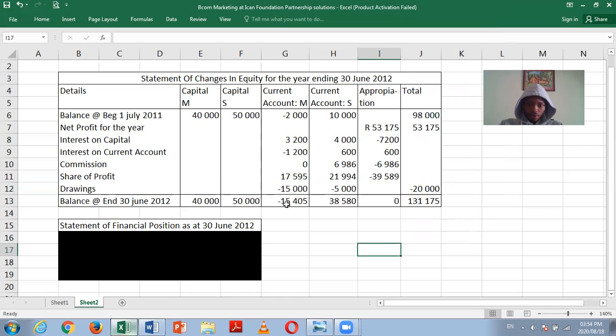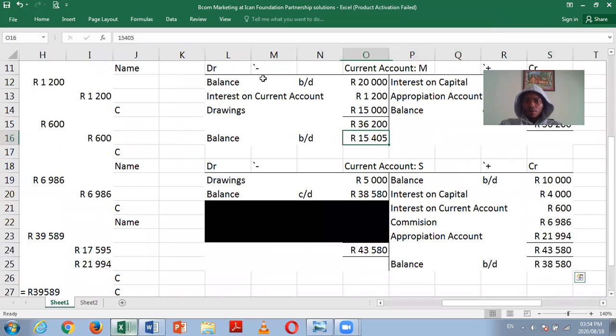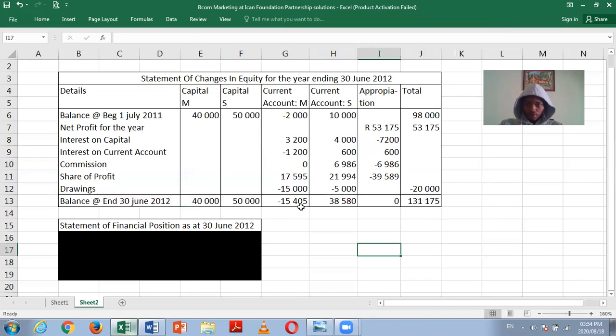So remember, why is it a minus? Let me just show you. So remember, we had a balance brought down on the debit side, and the debit side is the minus side. It's unfavorable, right? I hope you still remember that. So even here, it shows that it's unfavorable. And then same thing here, you add whatever is positive, subtract what's negative, you get 38,580. And then the appropriation account, remember I said it doesn't have balance carried down and balance brought down. It's a final account that we create to share our profit or losses, right? So it means now we're going to have 0 because your debit was equal to your credit, right?